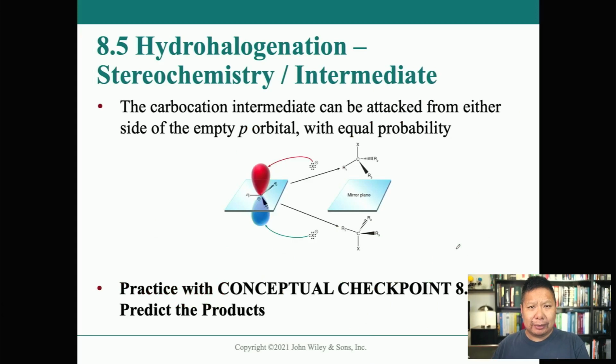So the carbocation intermediate can be attacked from either side of the empty p orbital, and that's why you get equal probability of R and S. There's no SN2 backside attack here that causes inversion. And the reason why is because the nucleophile can attack from both sides of the empty p orbital. Good stuff.